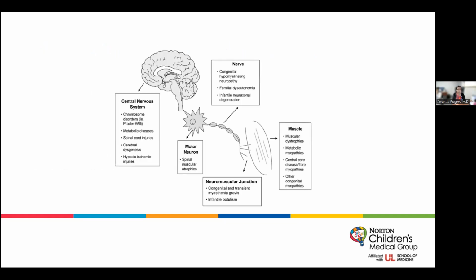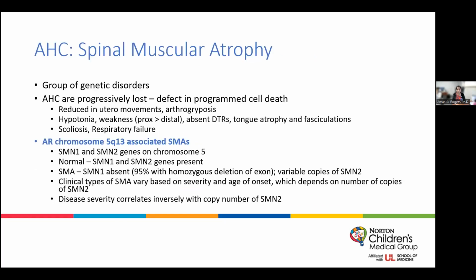The second thing within the neuroaxis, if we come to peripheral, the first one would be motor neuron, and spinal muscular atrophy tends to be a common cause within this. Even though it's a more common cause that we think of with the floppy baby, SMA is only about 2% of neonatal hypotonia, so about 1 in 10,000 live births.